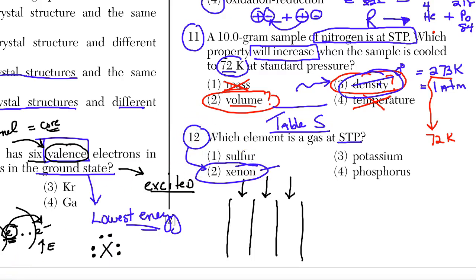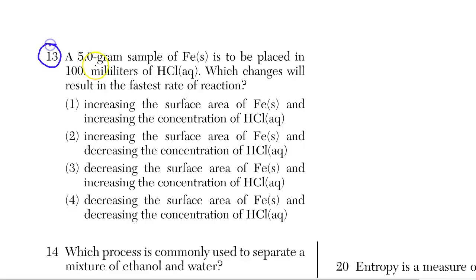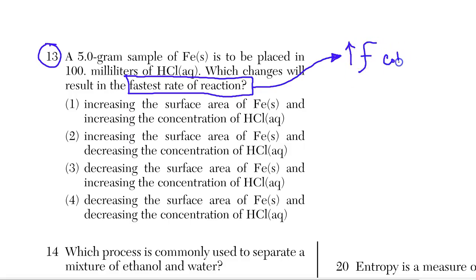Number 13. A 5-gram sample of iron is to be placed in 100 milliliters of hydrochloric acid. Which changes result in the fastest reaction rate? So what are the factors that affect a reaction rate, how fast a reaction goes? Well, when we talk about how fast a reaction goes, what we're really asking is which of the factors will increase the frequency of collisions.